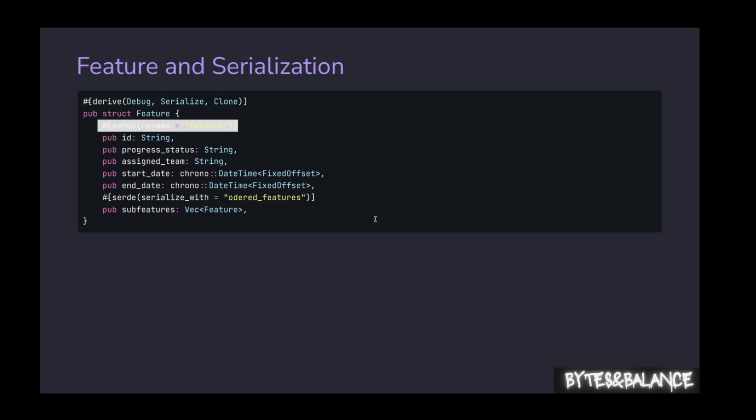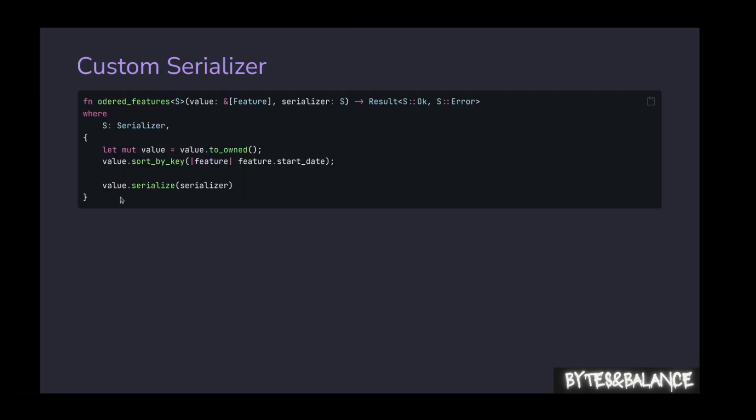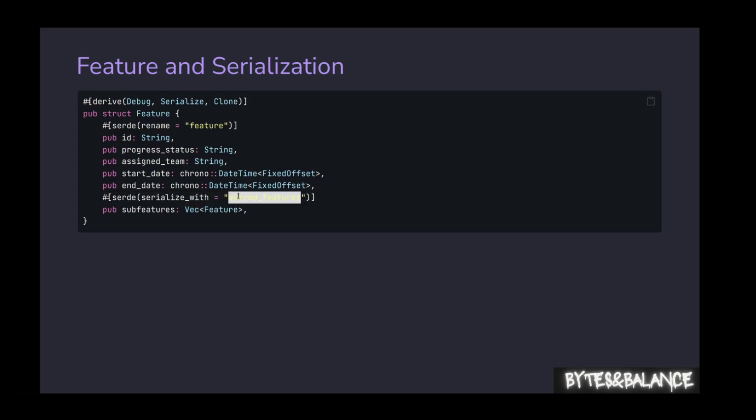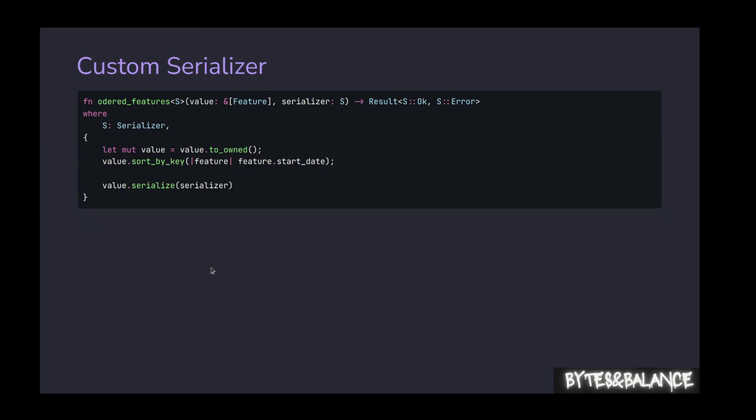The line serde serialize with ordered features, this part, uses serde's attribute to specify that the subfeatures field should be serialized using a custom serialization function named ordered features. And this is a custom logic to be used when serializing the subfeatures field. So we just talked about the custom serializer here, ordered features, and now we want to see the function.